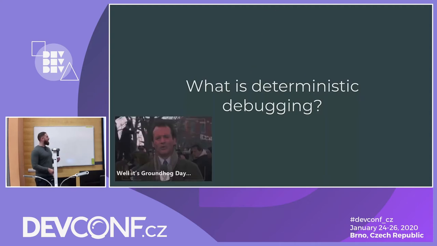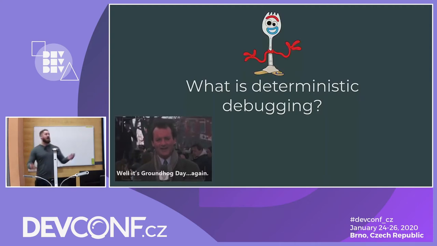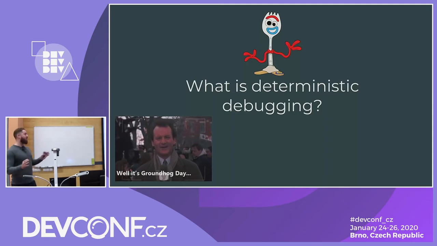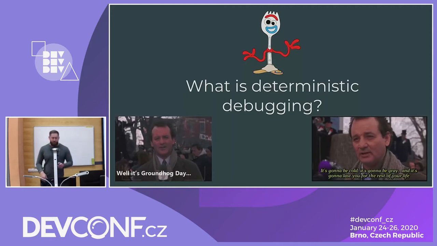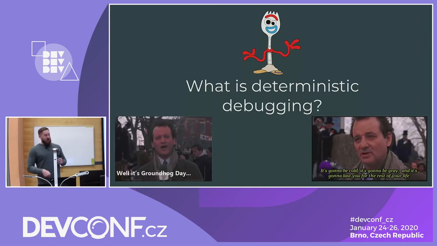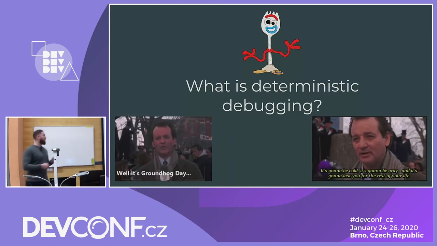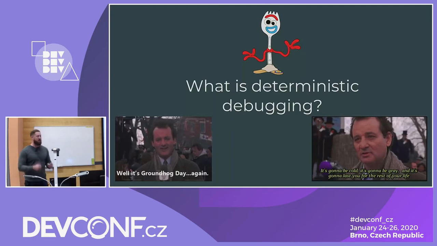So that's kind of what deterministic debugging is. It's replaying the same execution over and over and over again, and nothing changes. Every time you replay it, it's exactly the same. You're executing the same exact sequences of instructions. Memory layout is the same. Thread IDs are the same. We try to remove all kinds of non-determinism so that every single run is the same. Essentially, you're debugging the same exact sequence of events over and over again.